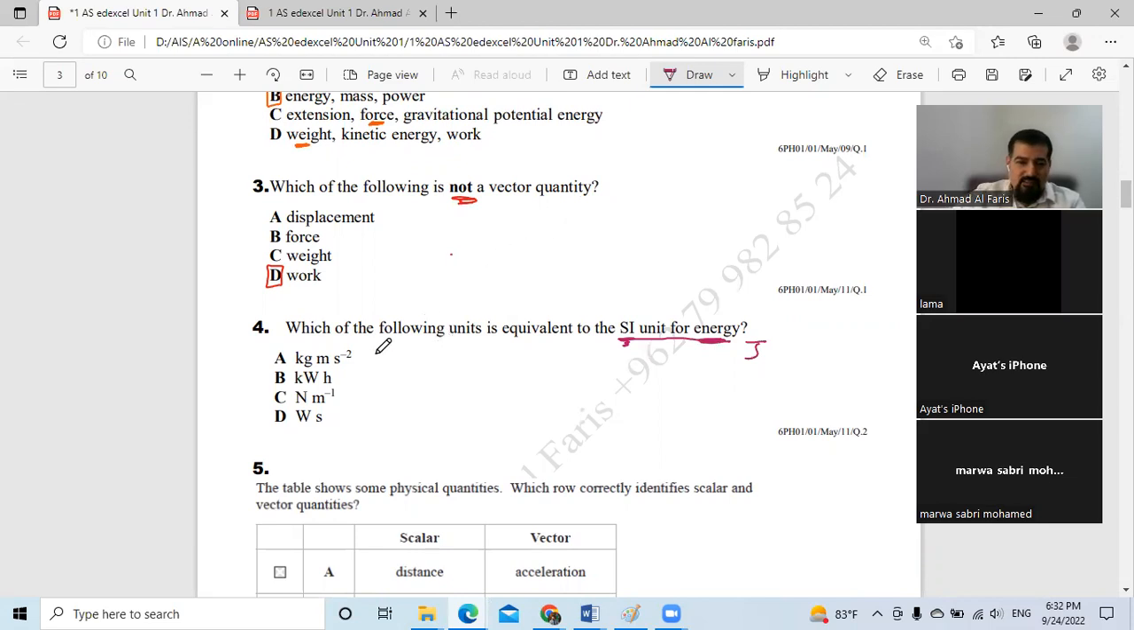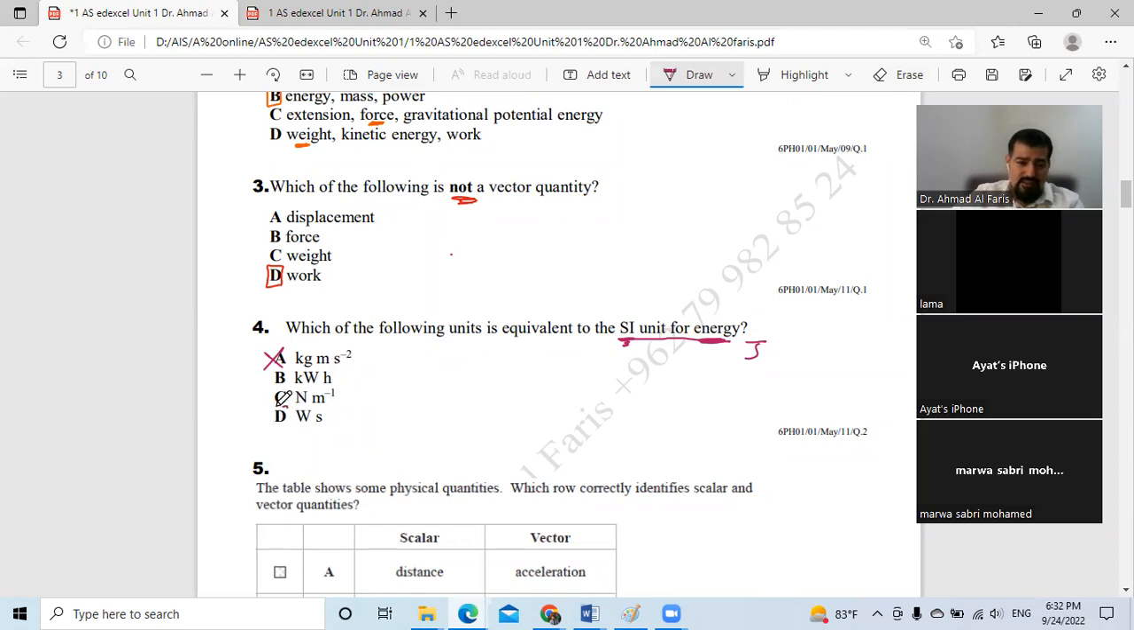Now, most of you said that the answer is A, which is kilogram dot meter per second square. Actually, joule is kilogram dot meter square per second square. So the answer is not A. Which one is equivalent to joule? Yes, kilowatt dot hour is a unit of energy, but it's not joule. Kilowatt dot hour is 3,600,000 joules, so it's not joule. Okay, we are going to study it later.